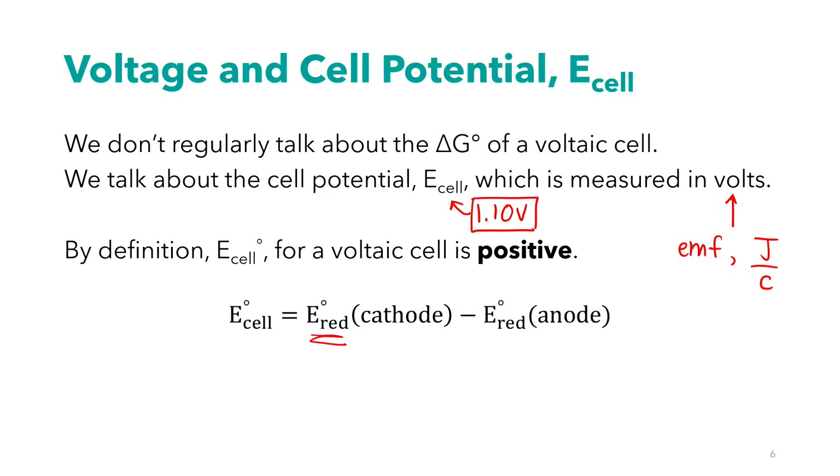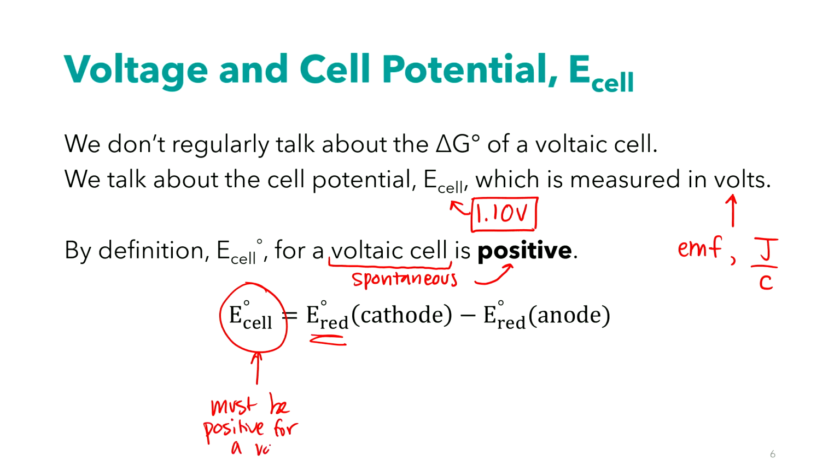All right, so by definition, if you are dealing with a voltaic cell, it is a spontaneous reaction. So a voltaic cell is by definition spontaneous, which means quantitatively that our standard cell potential, E°cell, must be positive. This is the key to determining which is the cathode and which is the anode. This number must be positive for a voltaic cell.